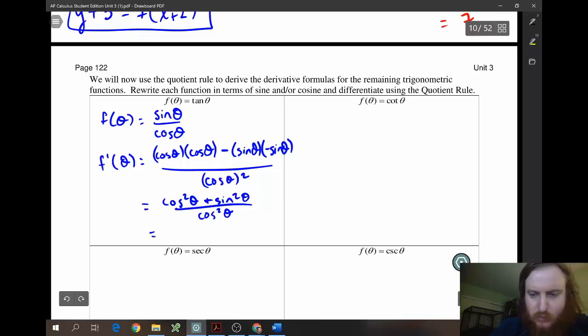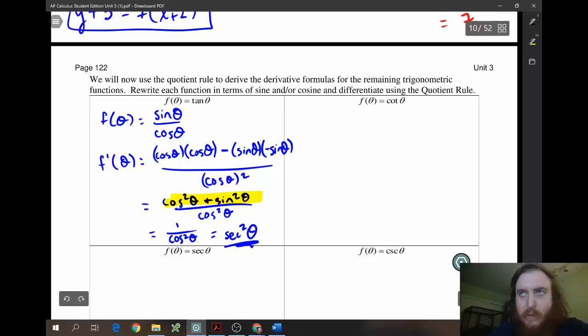If you guys remember, sine squared plus cosine squared theta is always just 1. So this gives us 1 over cosine squared theta, which becomes, when you have the 1 over cosine, that was secant. So this becomes secant squared theta. So there's our answer.